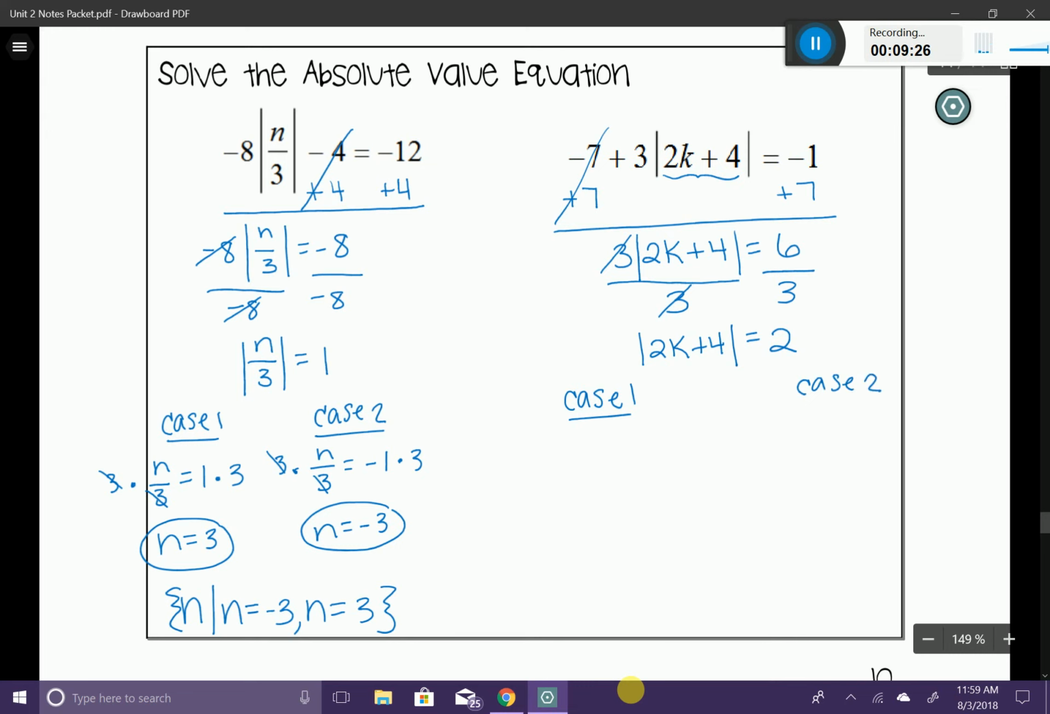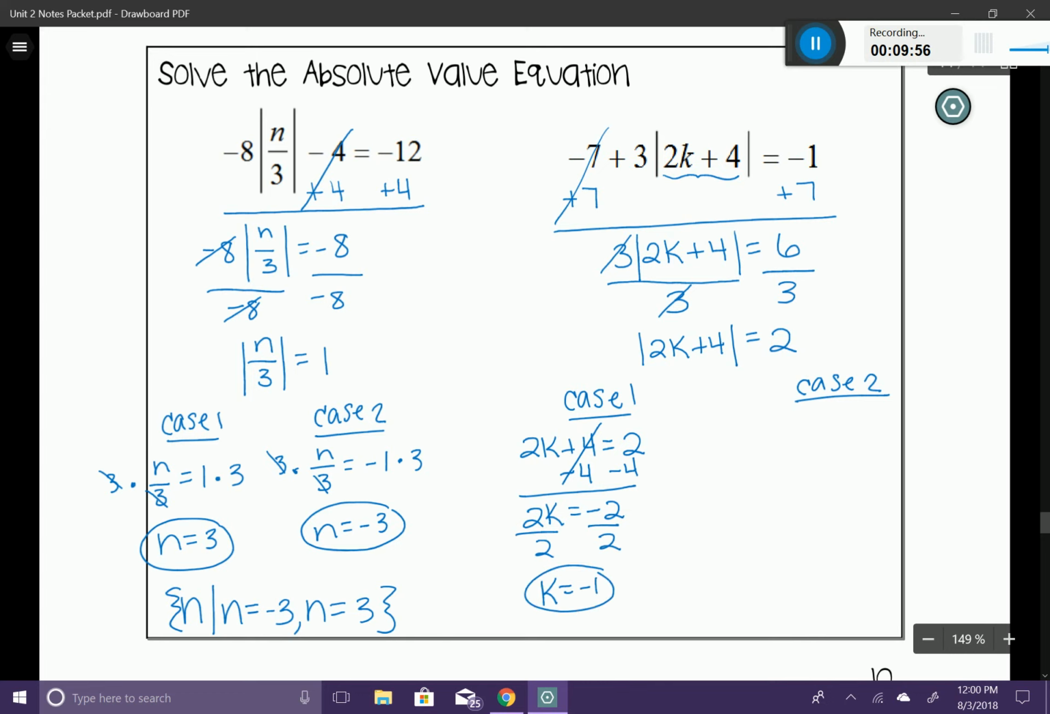Case 1 is going to be 2k plus 4 is equal to 2. And what you can see here is that the only thing I really did here was bump up the inside where it's now a 2-step equation. But luckily, we studied that a couple sections ago, so we should be okay with that. 2k is equal to negative 2. And I'm going to divide both sides by 2 to give me k is equal to negative 1.